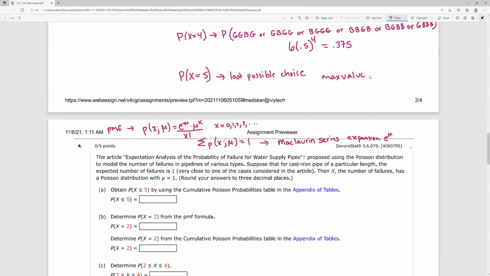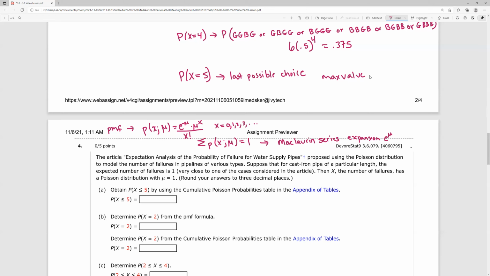We're going to round all answers to 3 decimal places, and I'll have to switch to my Google for this because I couldn't pull up the appendix on my computer down here for some reason. But I'll show you how we can read the probability table for this. So we're wanting to know the probability that we have big X less than or equal to 5. So remember, number of failures less than or equal to 5.